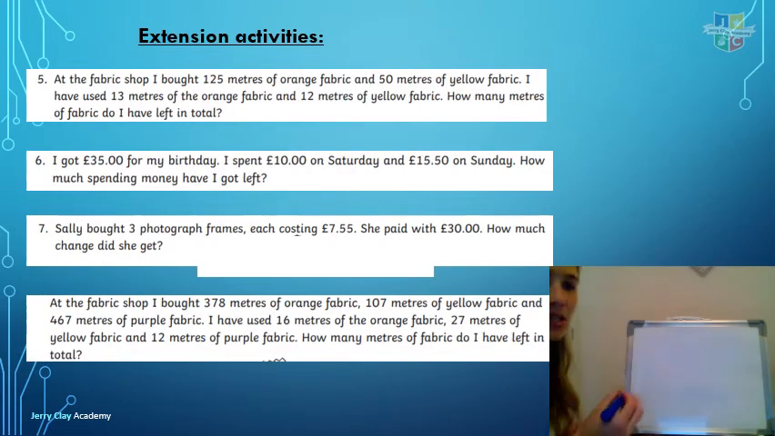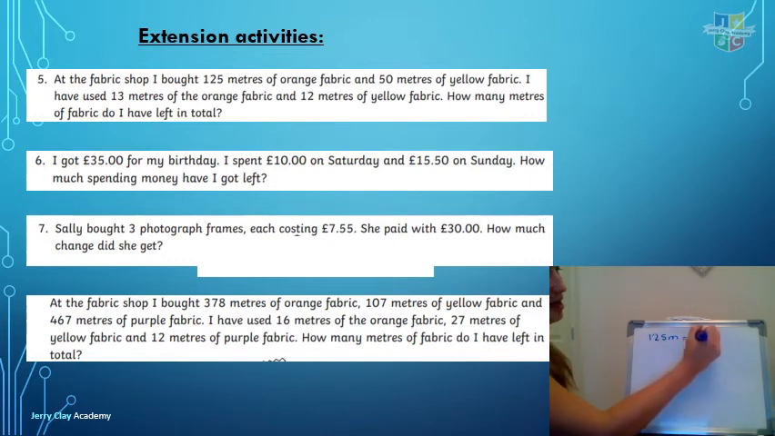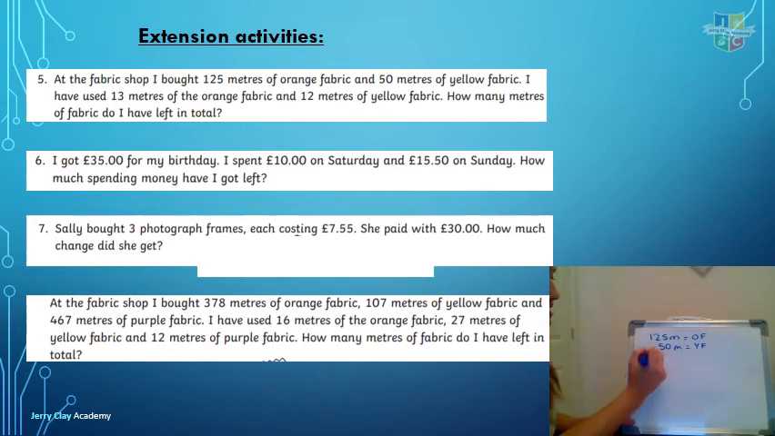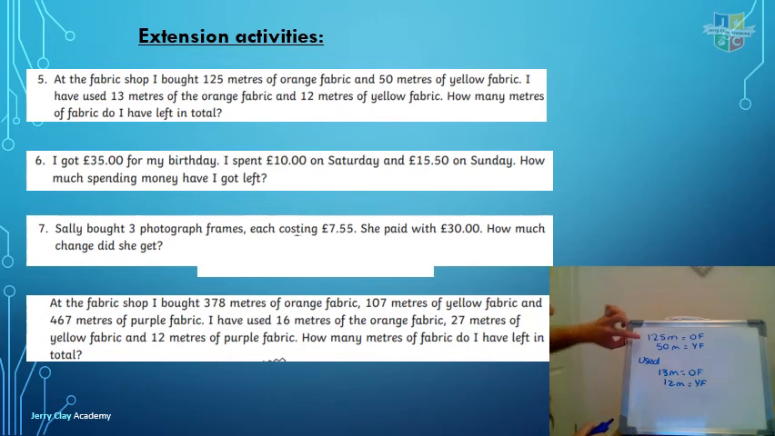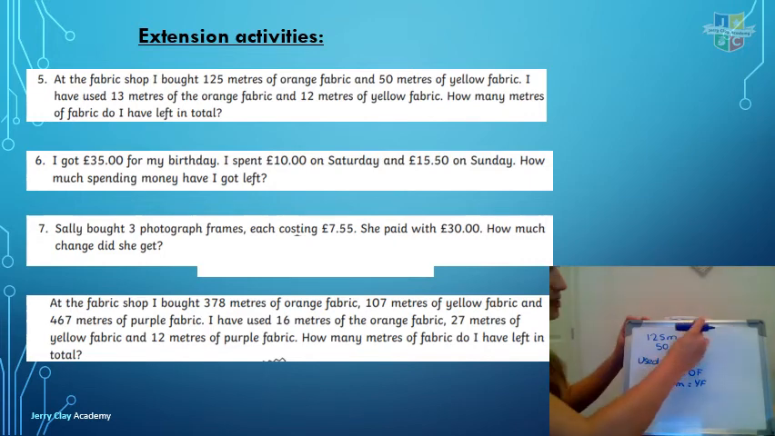So it says that I bought 125 metres of orange fabric. I'm just going to put OF for orange fabric. I've got 50 metres of yellow fabric. That's why I put YF, yellow fabric. It then says that I used 13 metres of orange and 12 metres of yellow fabric, and I want to know how many metres I have left in total. So what I could have done is 125 take away 13, so I'm going to do that up here.